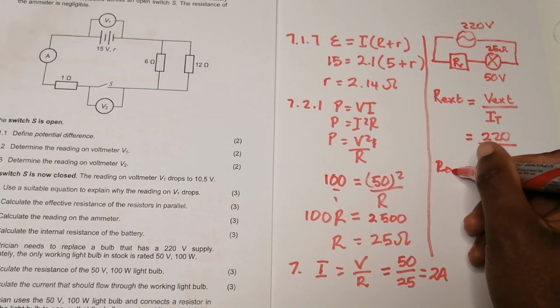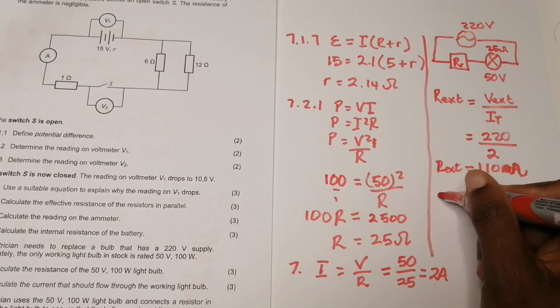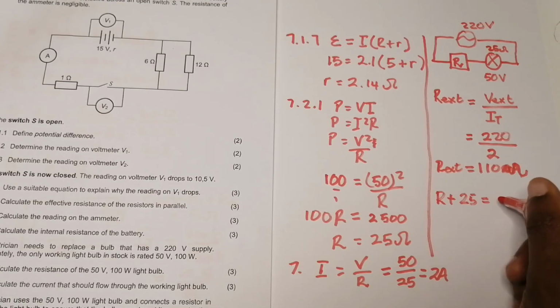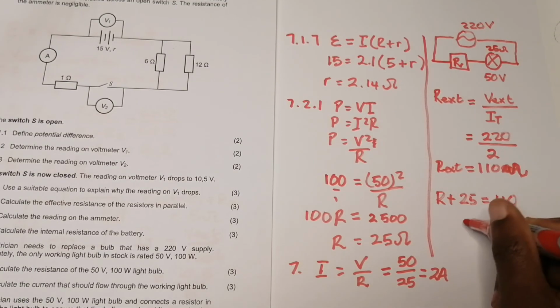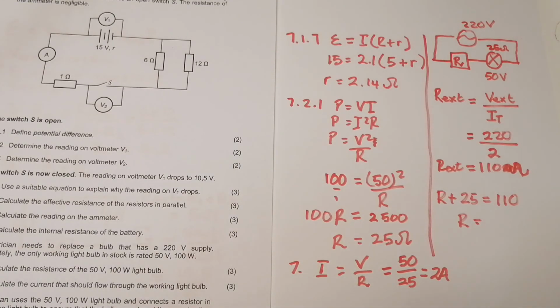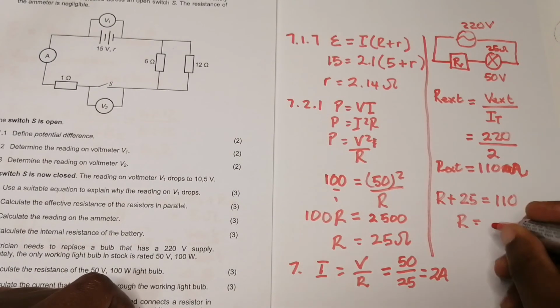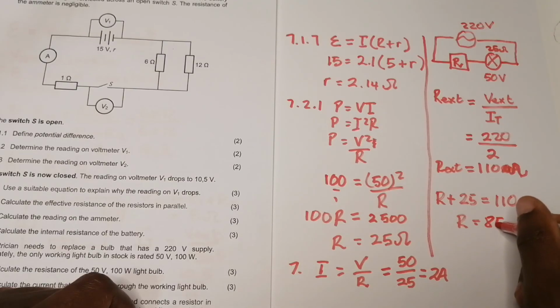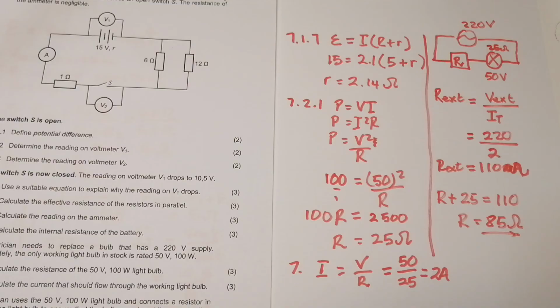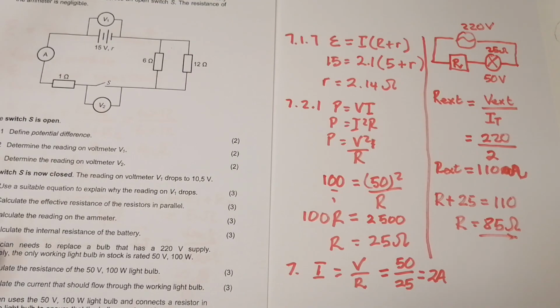So in this case, how would we get the value of R? It means R plus 25 should give us 110. And what should be the value of R? Of course, you got it. It's the difference between the two, so we're going to say minus 25 there. And it means that our value for R is going to be 85 ohms. So it means that you must connect a resistance there of 85 ohms.